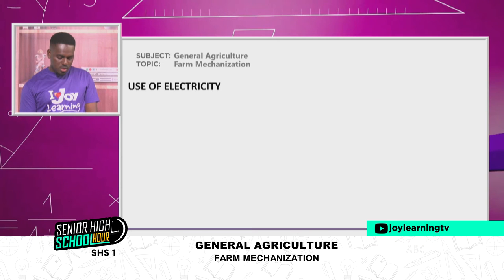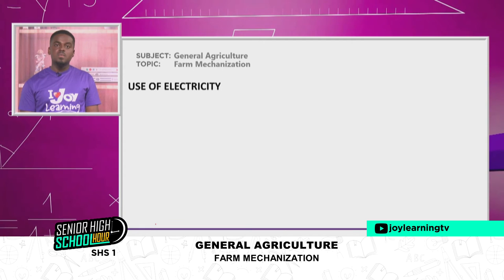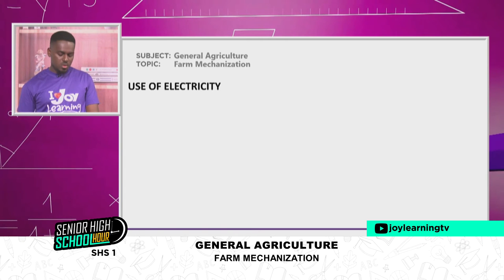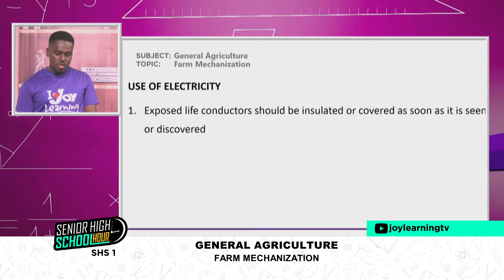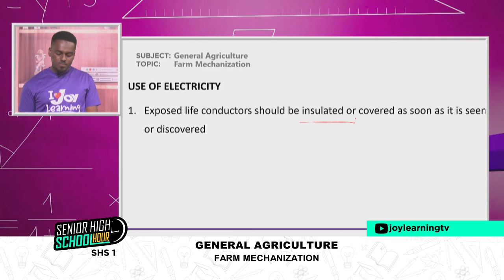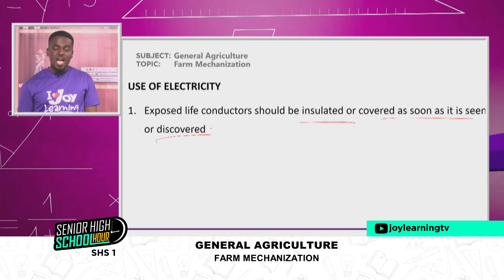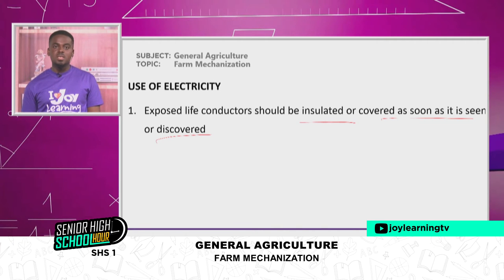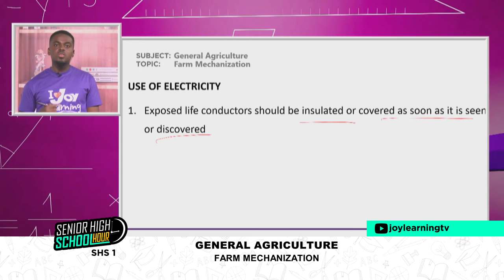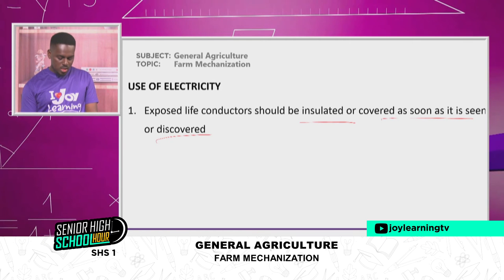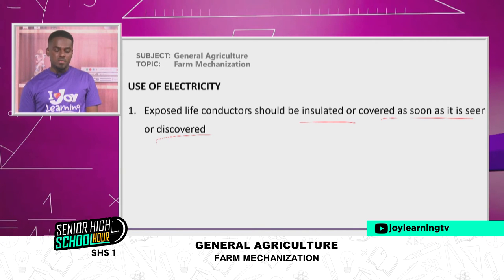Aside from machinery, in terms of the use of electricity, there are some safety measures that you need to adhere to. First, make sure that exposed conductors should be what? Insulated. And make sure you cover it as soon as you see it. So anything that can conduct electricity, if it's exposed, make sure that those things are covered. Make sure you take the necessary steps to ensure that they will not lead to the electrocution of yourself or anybody who may happen to be on the farm.